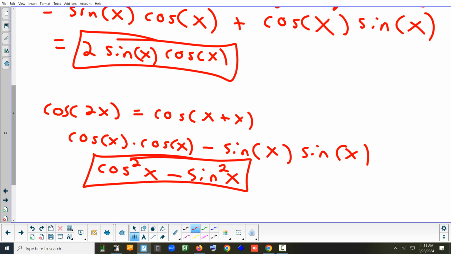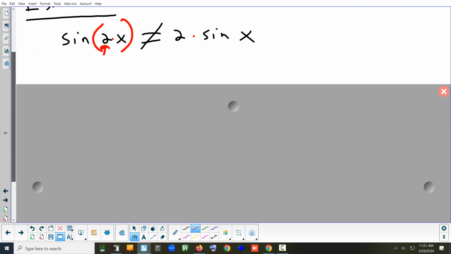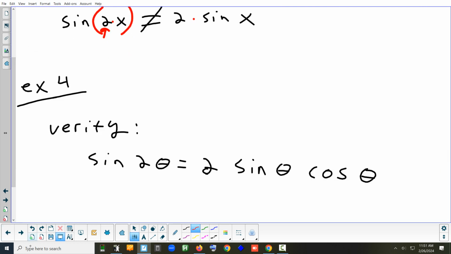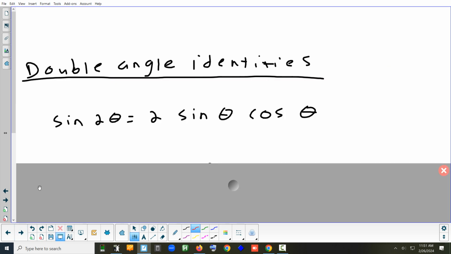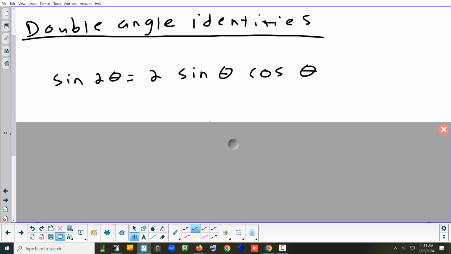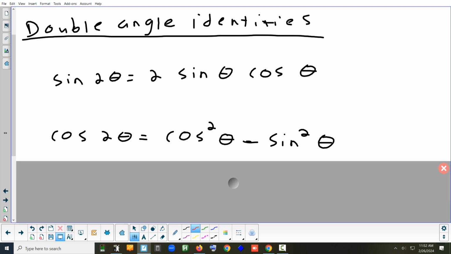Right, I'm not going to do tangent 2x. Let me write these all down. So we already did that. That's what we just proved. Okay, these are called double angle identities. Here's the first one: 2 sine cosine. Now, here's the second one. Is that the version that we wrote? Cosine squared minus sine squared? That's the one we wrote? Does that look similar? It's not, but does it look similar to something we've done?